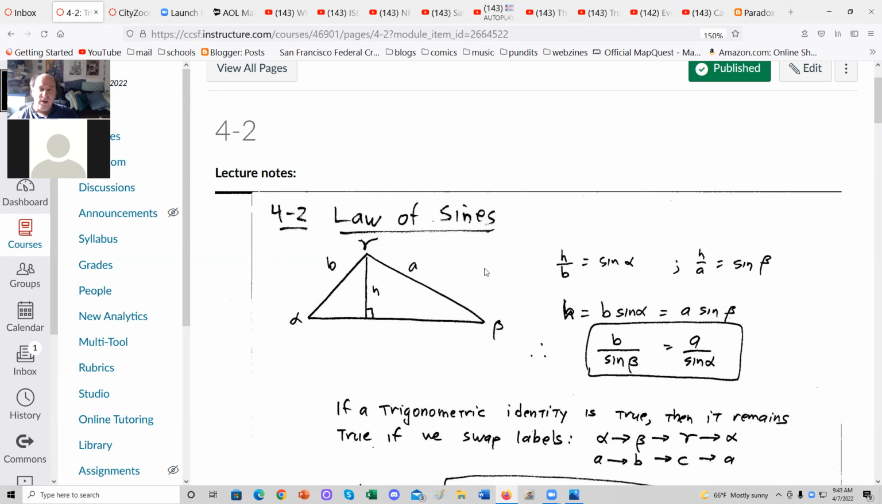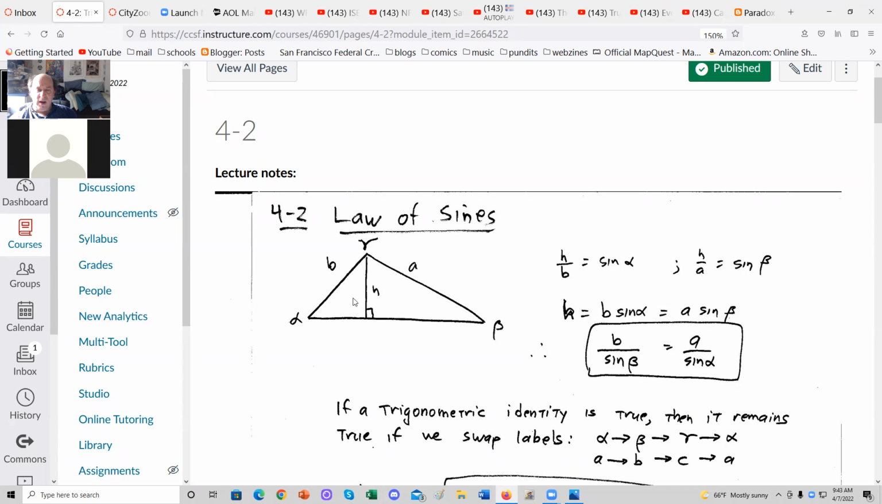We start with this triangle, and we drop this perpendicular, height h, and we start looking at some equations. H over B is sine of alpha. H over A is sine of beta. After we transpose the B and the A, then H equals both B sine alpha and A sine beta. And then, forgetting about H, we just transpose the sine alpha and the sine beta, and we get that B over sine beta equals A over sine alpha.